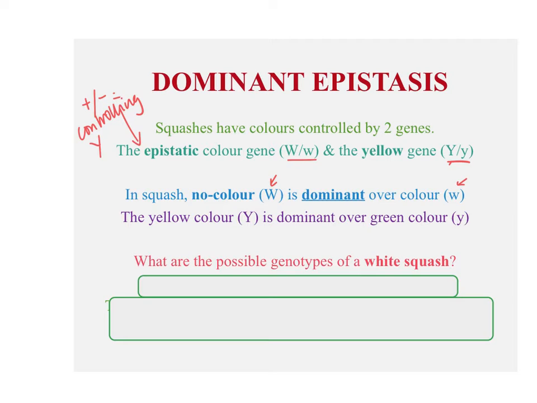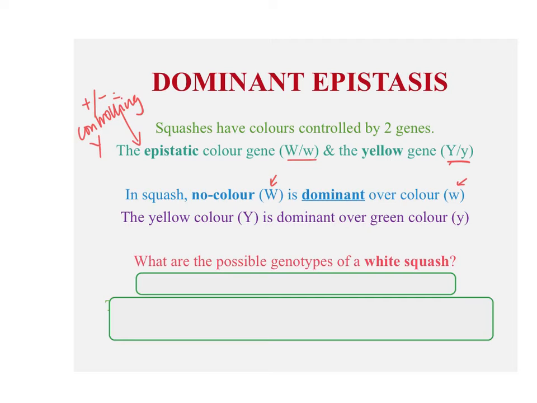So have a go at figuring out what are the possible genotypes of a white squash. Look at the information above, pause the video now, and have a go at figuring it out. You will need 6 different answers. There are 6 possible combinations of genotype for a white squash. Think carefully about them, and then play again when you're ready.